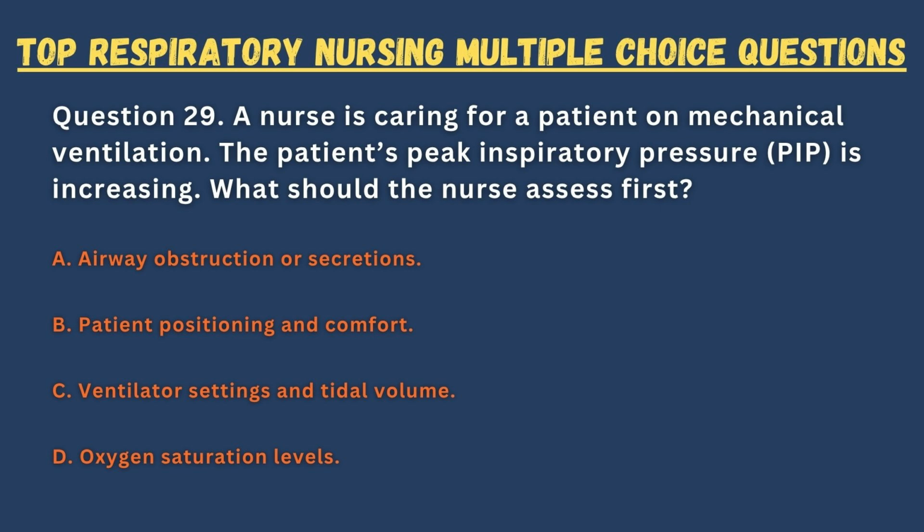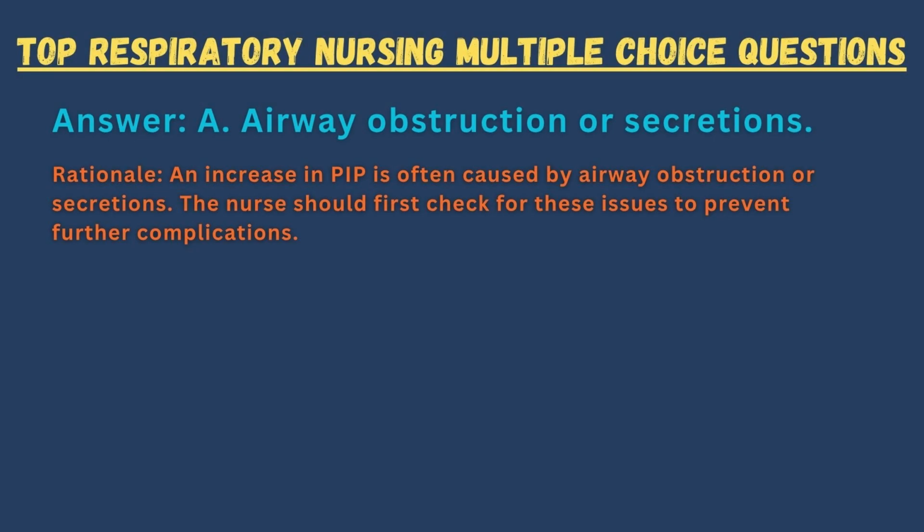Question 29. A nurse is caring for a patient on mechanical ventilation. The patient's peak inspiratory pressure, PIP, is increasing. What should the nurse assess first? A. Airway obstruction or secretions. B. Patient positioning and comfort. C. Ventilator settings and tidal volume. D. Oxygen saturation levels. Answer: A.